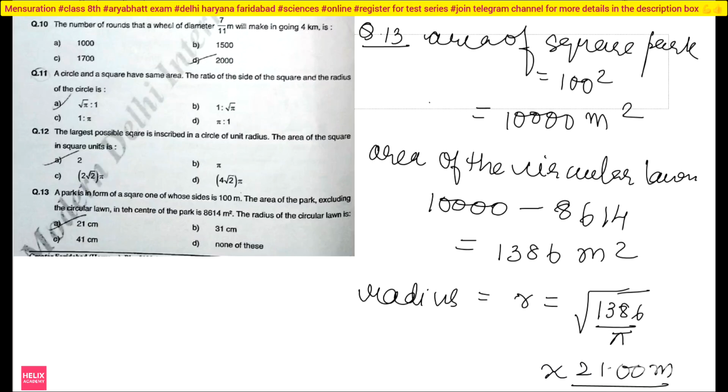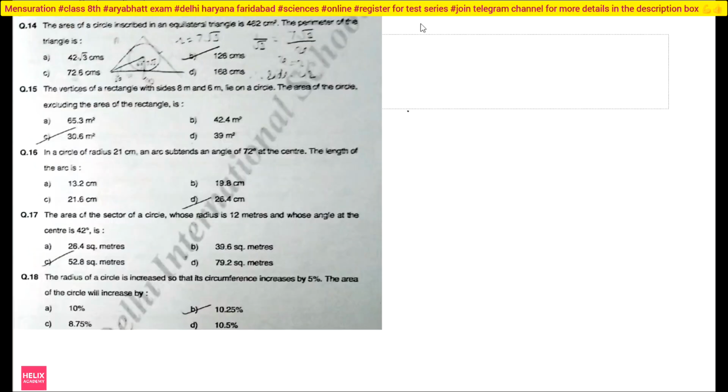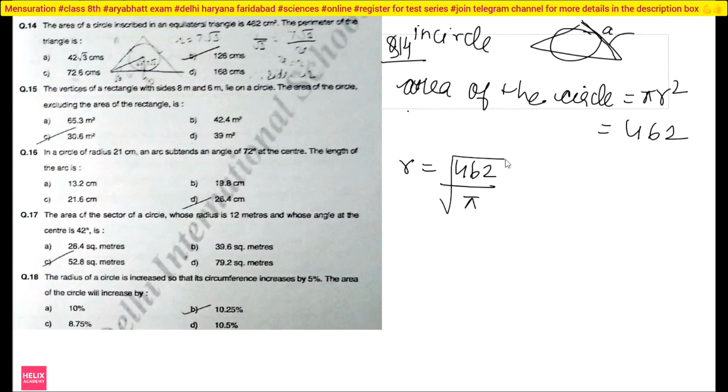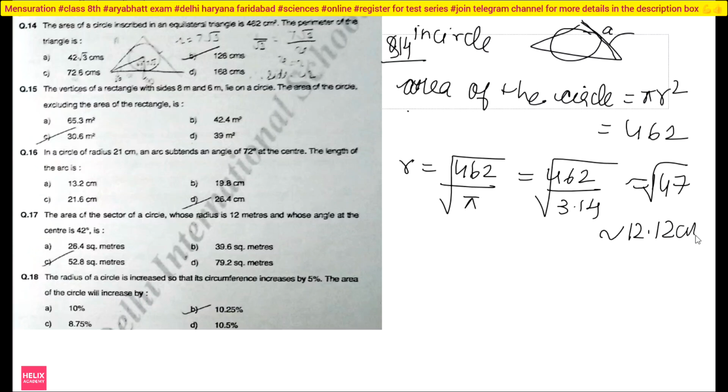Okay. They are saying that the area of the inscribed circle of the equilateral triangle, means the incircle. The equilateral triangle is outside and the circle is inside. So if you want to calculate the perimeter of this equilateral triangle, you have to calculate first the side, and the side you will get from this incircle. Now area of the circle is equal to 462, because it is the given condition. So question number 14, area of the circle is what? Pi r square, and it is equal to 462. So r will be how much? 462 divided by pi, and then under root. So it is 462 divided by 3.14 under root. So it is equal to 147 under root, and approximately I am getting 12.12 centimeter, right?